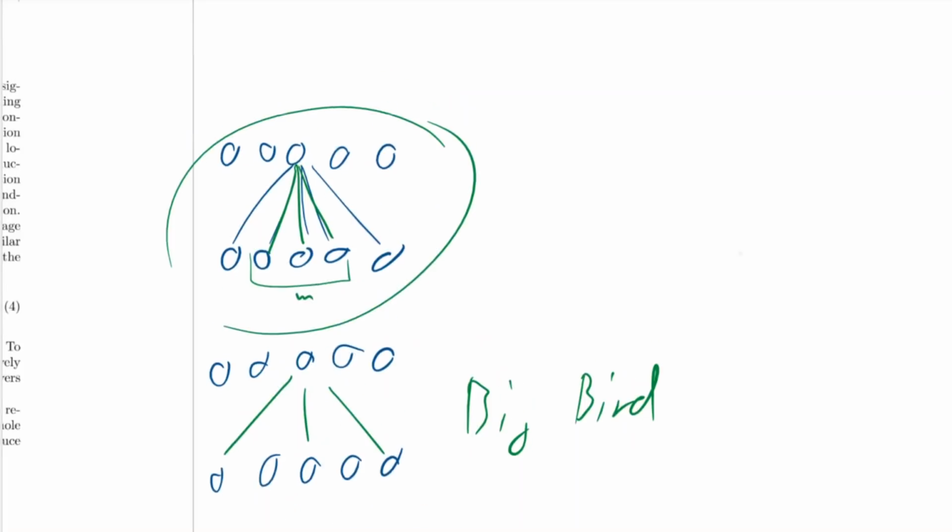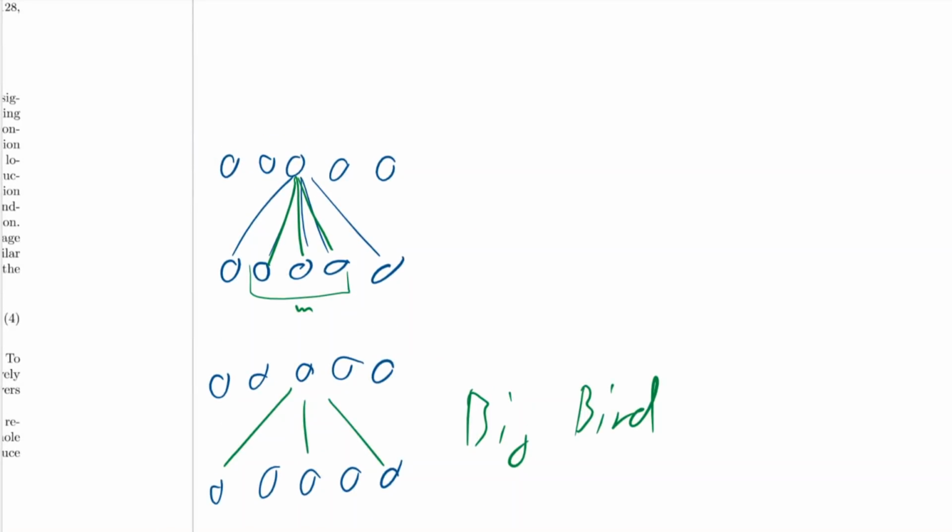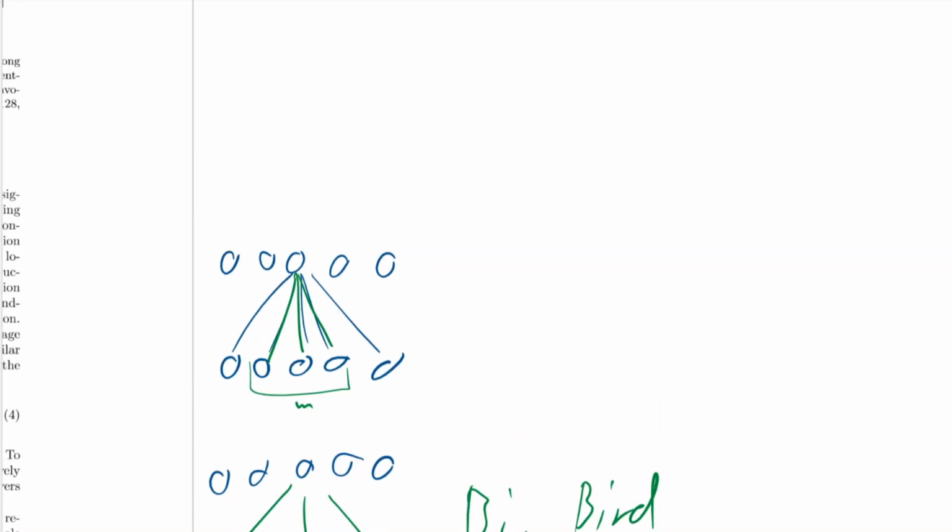So what's the problem with these neighborhoods right here? What's the problem with neighborhood attention like this? The problem is that you break the long-range dependencies.